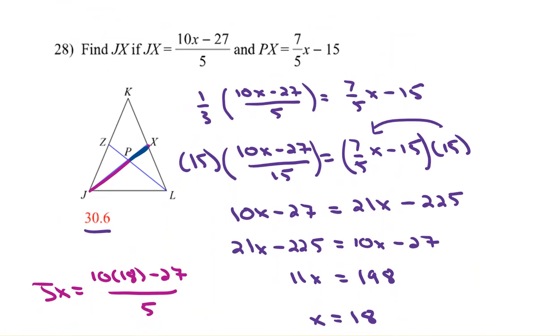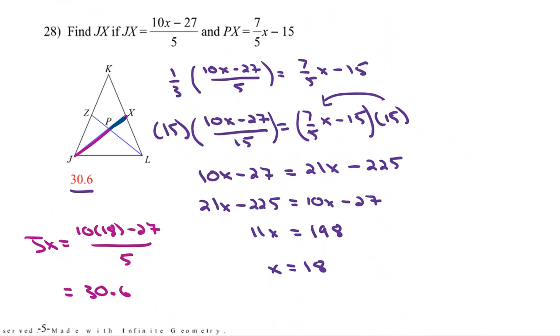Okay, and then this was another doozy. You have two of them on here, I think, that have some serious algebra going on. What happens here is the relationship between JX and PX is that PX is the shorter of the parts, and it's 1/3 of the longer part. So JX is the longer part with that algebraic statement. So I multiply that by 1/3, and that will equal the smaller part, 7 over 5x minus 15.